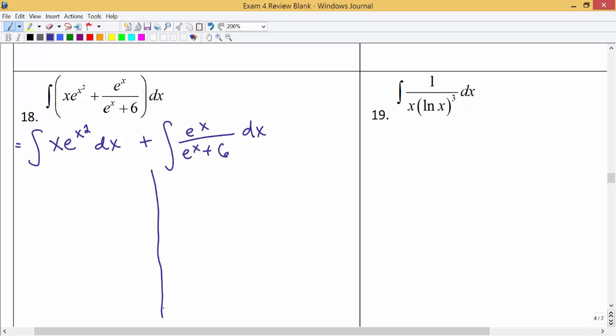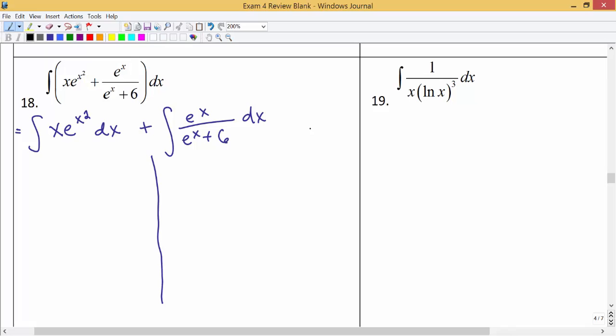I'm going to draw a line to kind of separate a little bit. Both of them are going to be solved using the substitution method. So for the first integral, I'm going to let u equal the exponent for e. So I'm going to let u equal x squared. And then we have the du. That would be 2x dx.